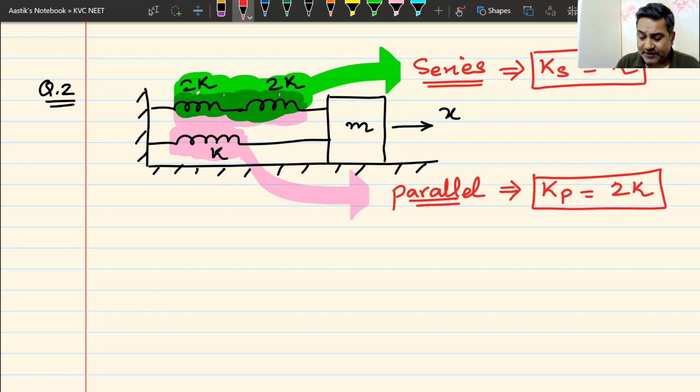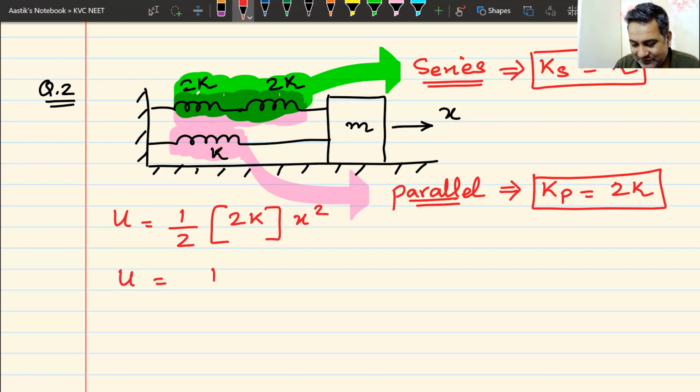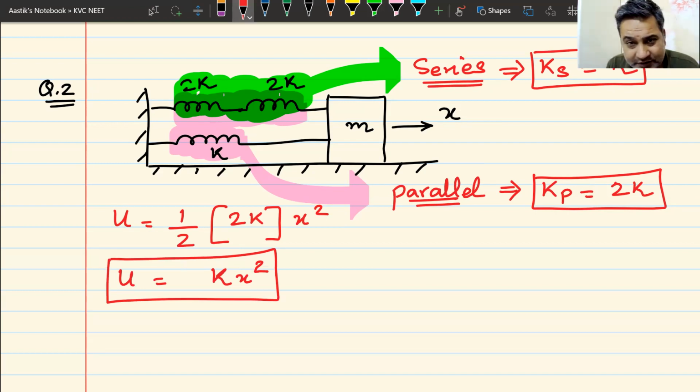Right. Now you can find out the energy stored. U will be equal to half into K, where K is 2K, into X squared. And Abhiram, you are correct. I was just trying to confuse you. The answer is Kx squared. That is the energy stored in the spring, or the work done in stretching this block by an amount x.